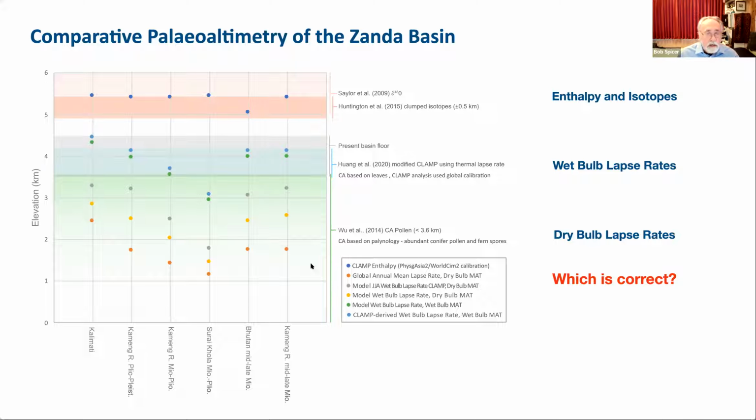Back in 2014, Wu et al. looked at the pollen assemblage within the Zander Basin. And what they came up with was an elevation of below 3.6 kilometers in the Pliocene.